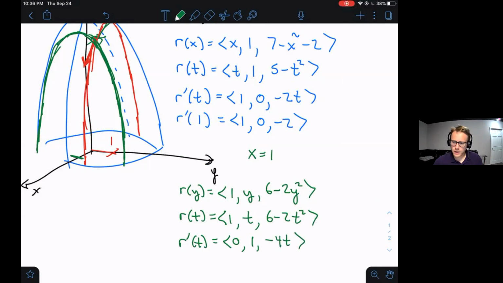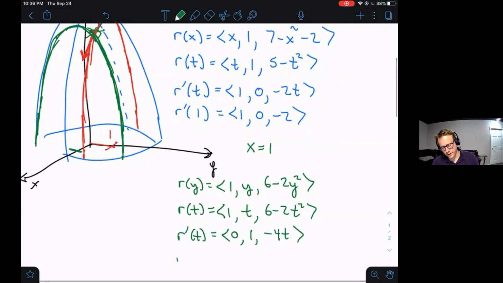And now we need to tell it that not only should x be equal to 1, but I'm interested in the directional vector when y is equal to 1 as well. So let me plug in the y value, which we've substituted for t, the y value of 1. So 0, 1, and negative 4.